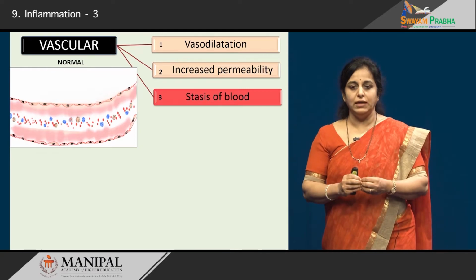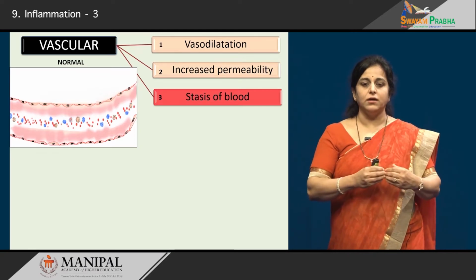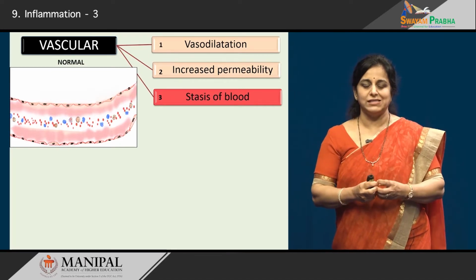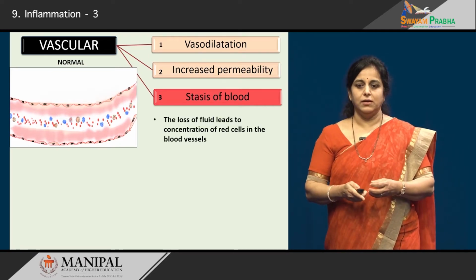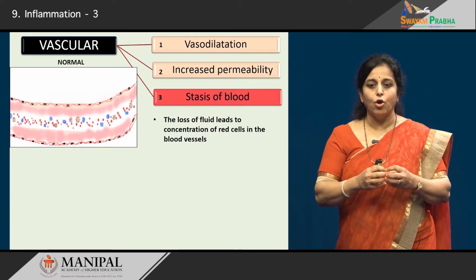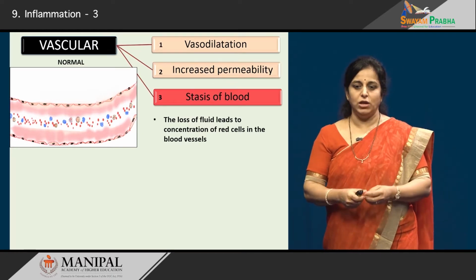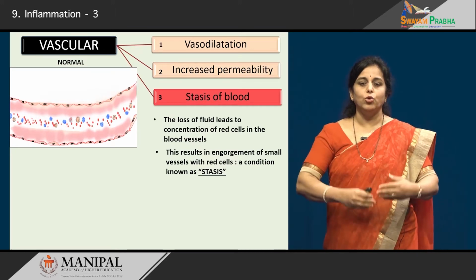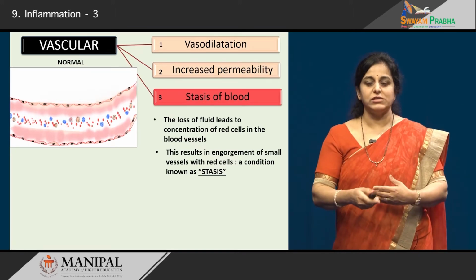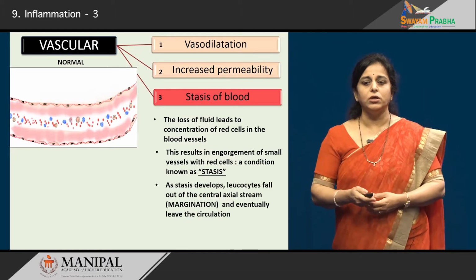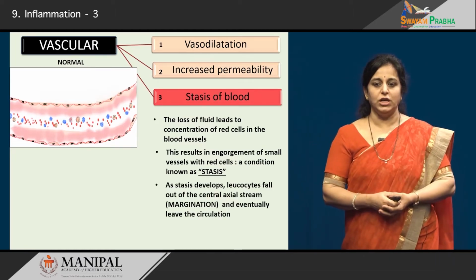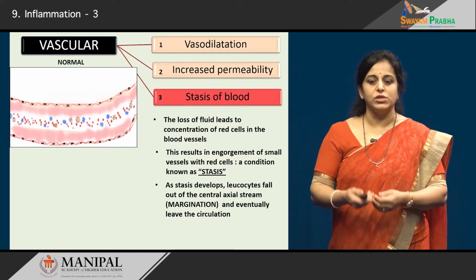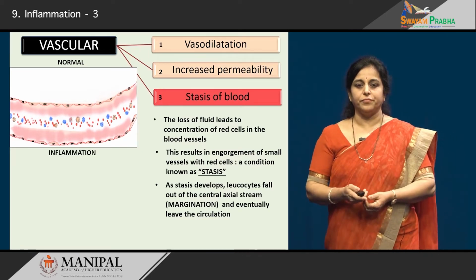Now, what is happening in inflammation? We have seen here, because the fluid is moving out, there is stasis of red cells in the blood vessels. So, the red cells are engorged within the circulation. Now, this disturbs the laminar flow, and the leukocytes fall out of the central stream and marginate to the periphery of the circulation, eventually to move out of the circulation to the site of injury.